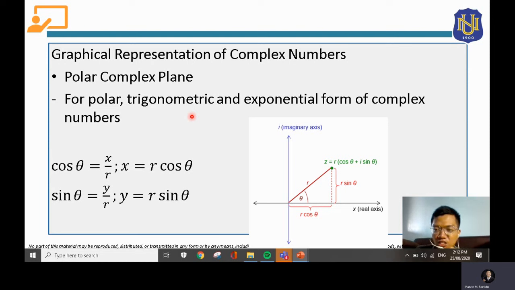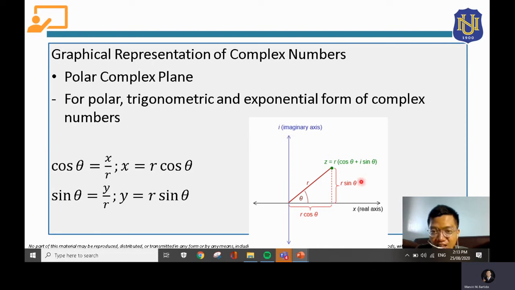If in Cartesian plane, or in Argand diagram, we use Cartesian coordinates, which are the real and imaginary part of the complex number, here in polar complex plane we are going to use polar coordinates. Polar coordinates include your r and theta. This is actually the same axis as in Argand diagram, so your x-axis will still be your real axis and your y-axis will be your imaginary axis. Here the coordinates that we're going to use are r and theta.